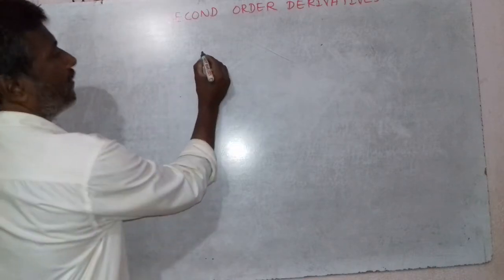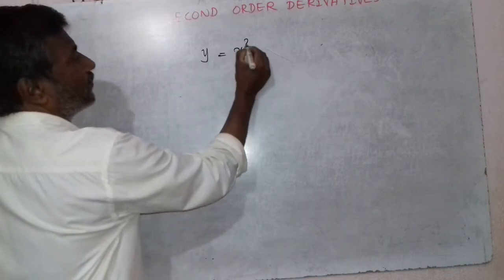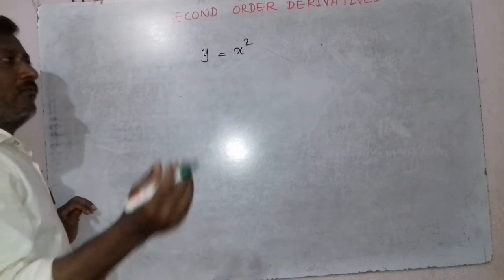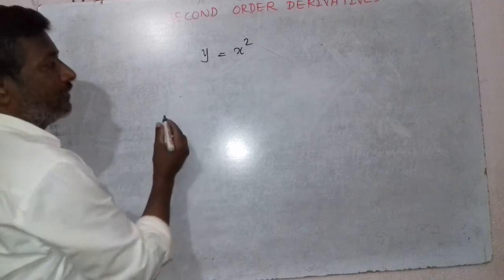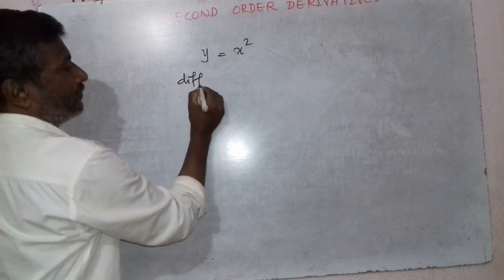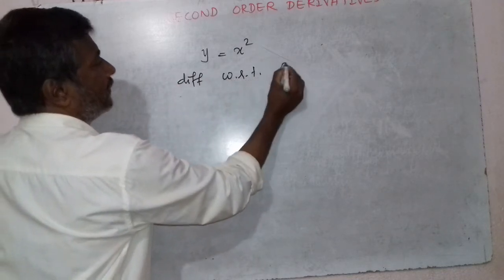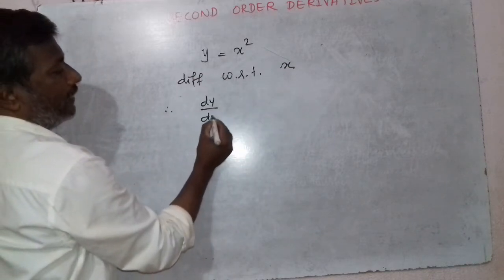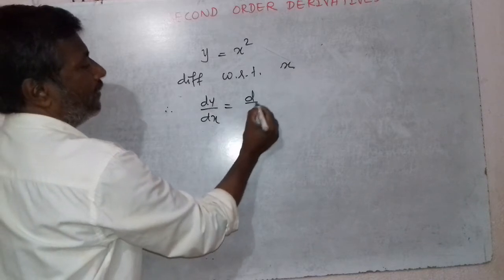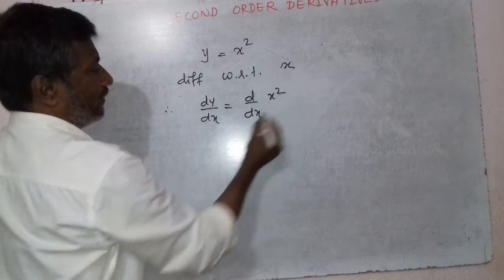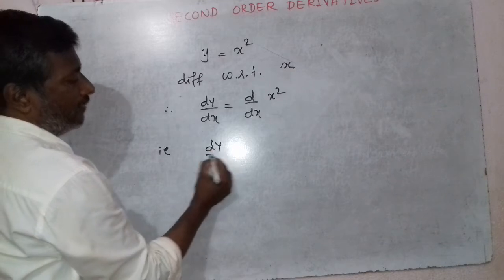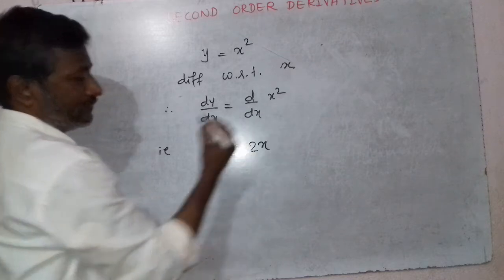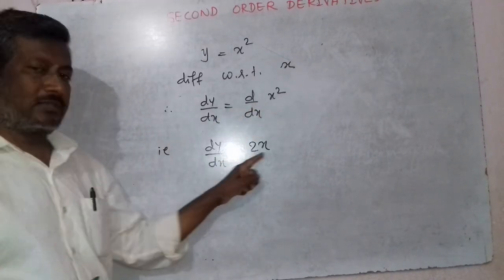Consider the function y equal to x square. First find the first derivative, that is, differentiate with respect to x. The derivative of y is dy upon dx, equal to d by dx of x square. That is, dy upon dx equal to 2x, since the derivative of x square is 2x.